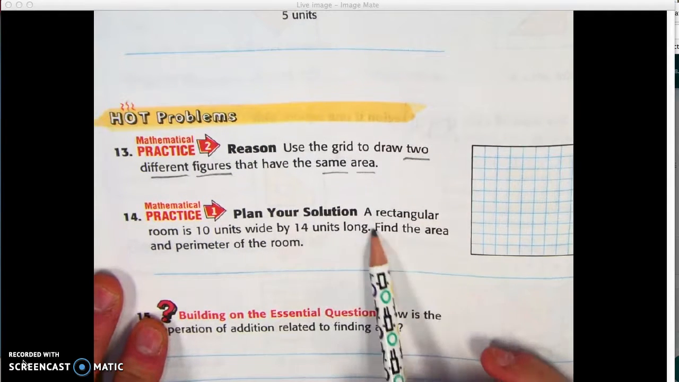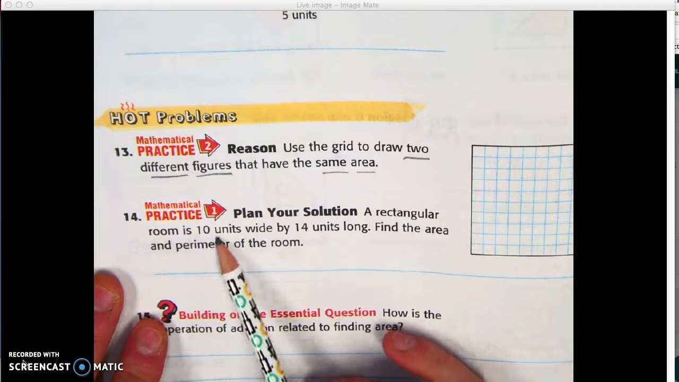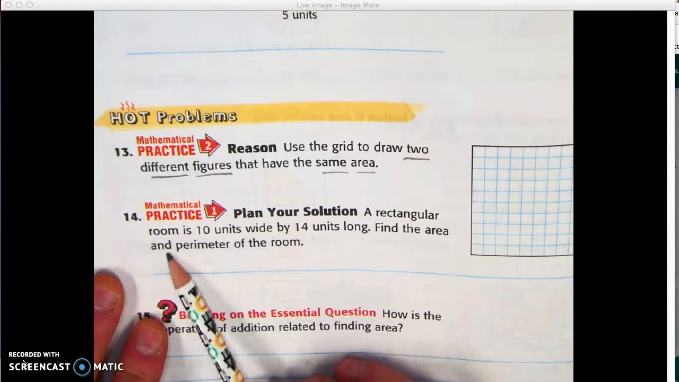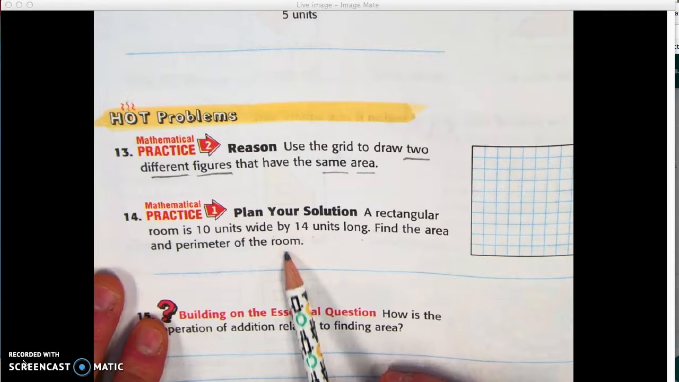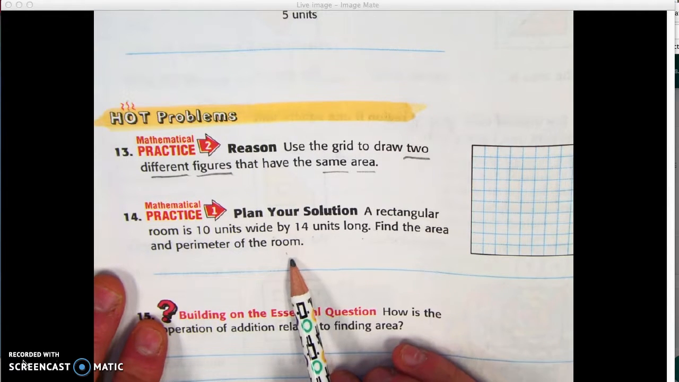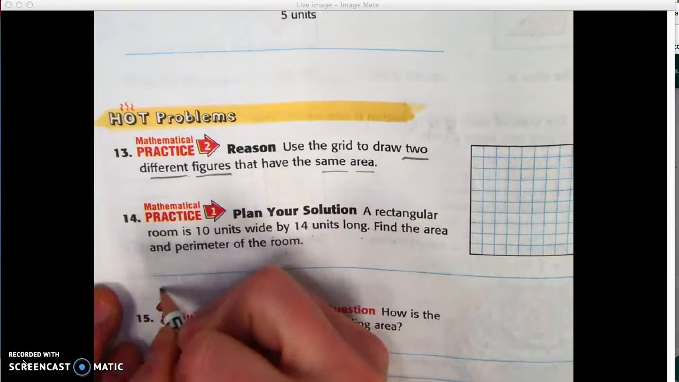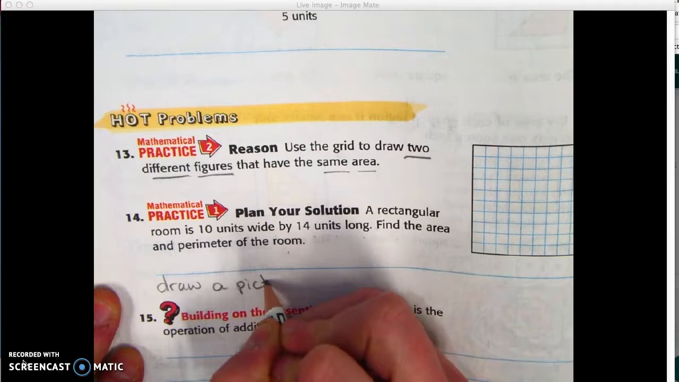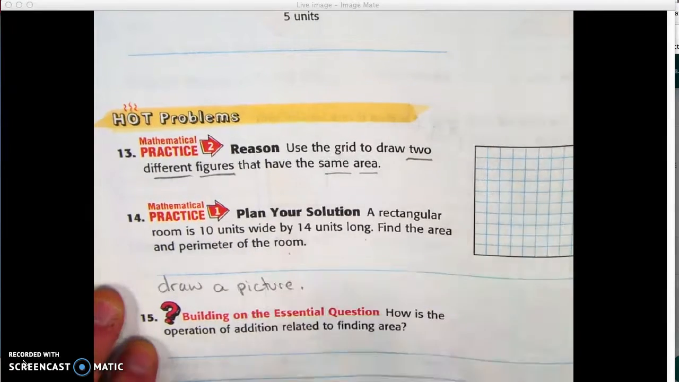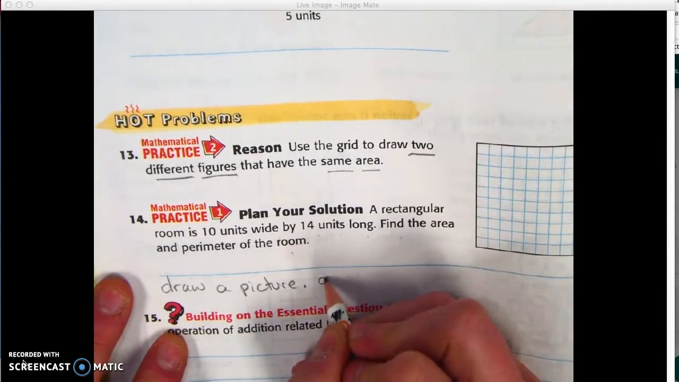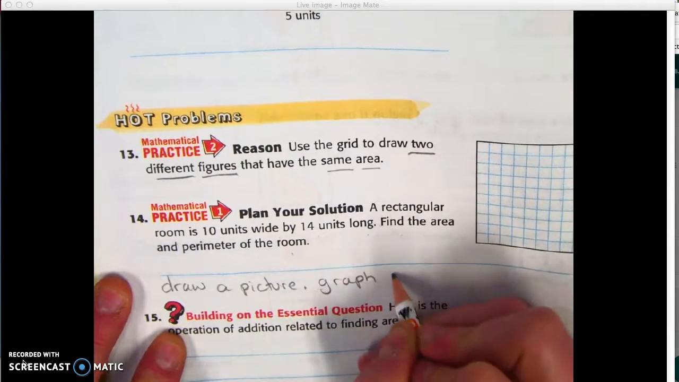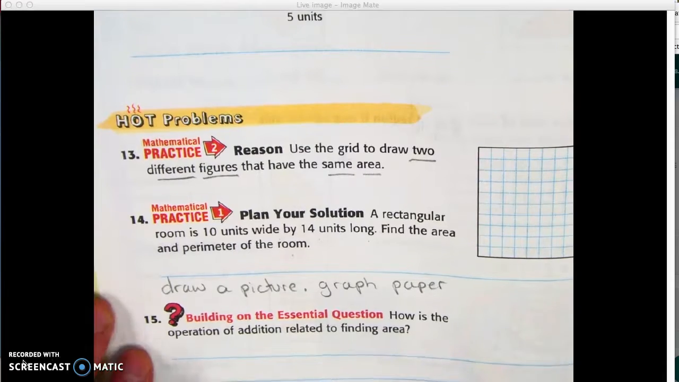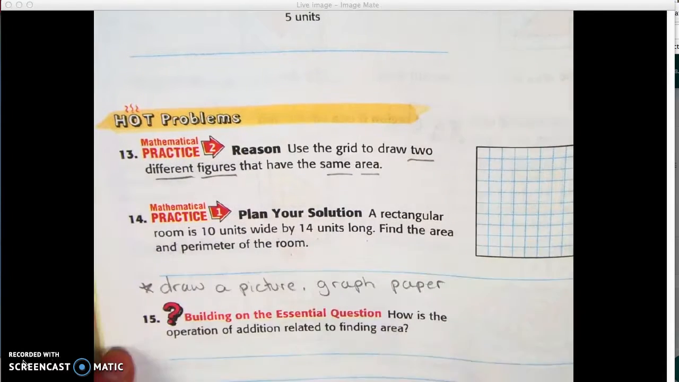For number 14, a rectangular room is 10 units wide by 14 units long. Find the area and perimeter of the room. I'd like for you to draw a picture, for which you will need some graph paper. And I will have that available for you. Miss Hayden can give that to you.